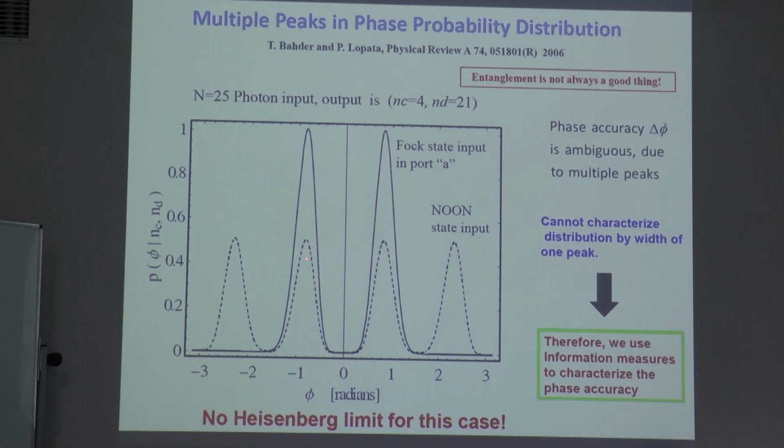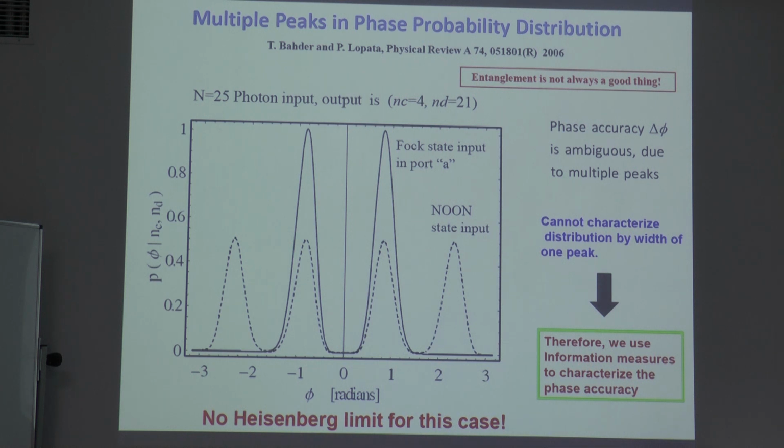Furthermore, if you look at the noon state case, you don't know whether to look at the width of delta phi being the whole thing or just one of these, because there's an ambiguity of where the phase is. So really, there's no precise way of saying there's some Heisenberg limit, because you get peaks in multiple places. You cannot characterize the distribution by a width of one peak or multiple peaks, so it's ambiguous.